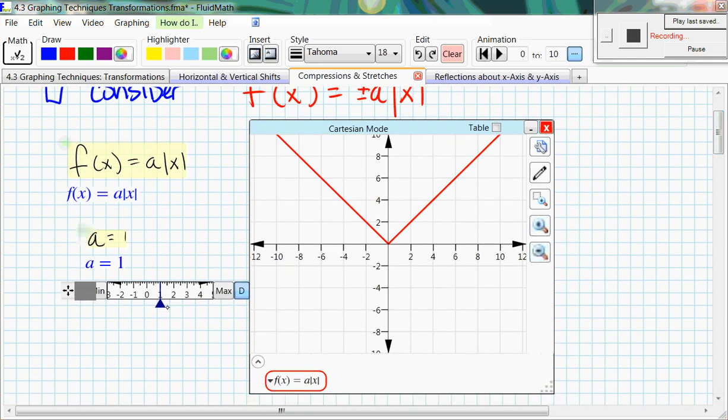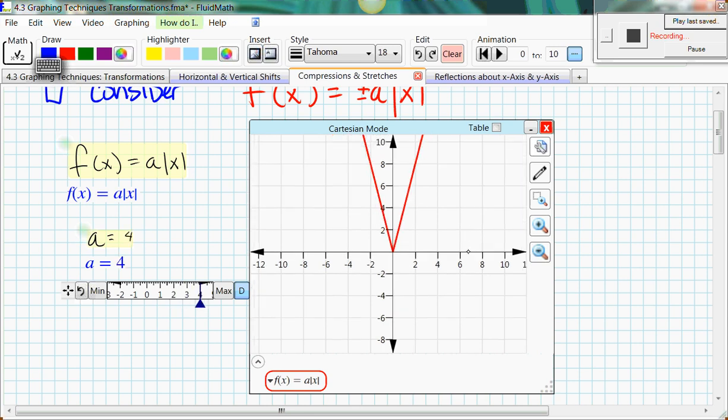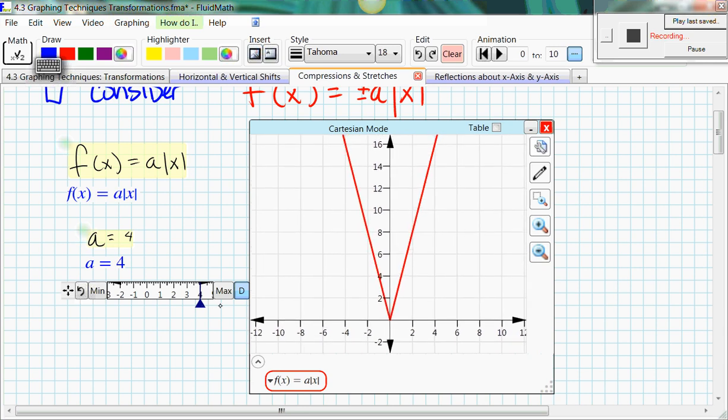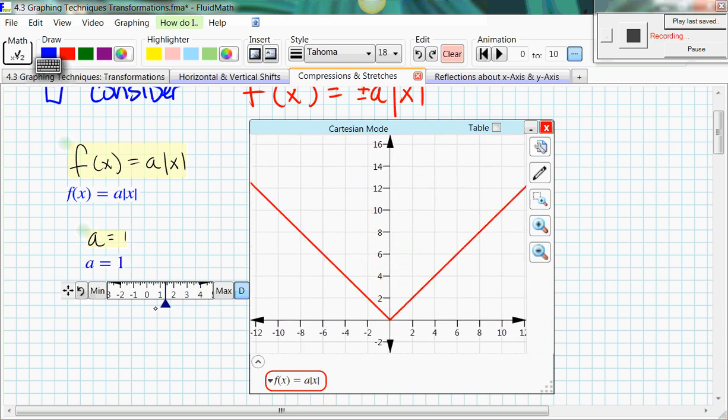So right now I have A set to 1, and we'd expect to see the general old V graph here. But as A increases to 2, notice the graph got sort of skinnier. The more we increase the value of A, the skinnier the graph gets. So the further out I go, the skinnier it gets. I'll bring it right back to 1.